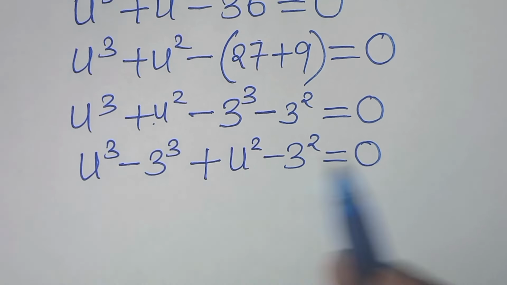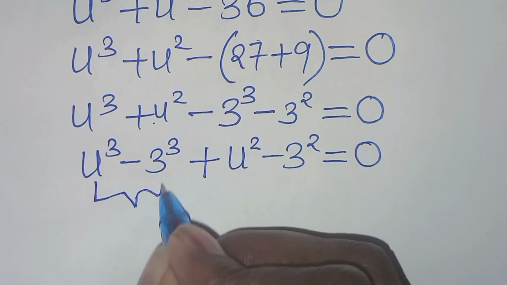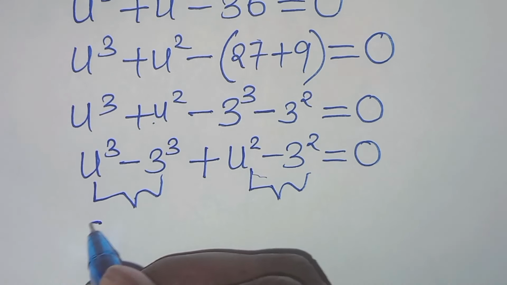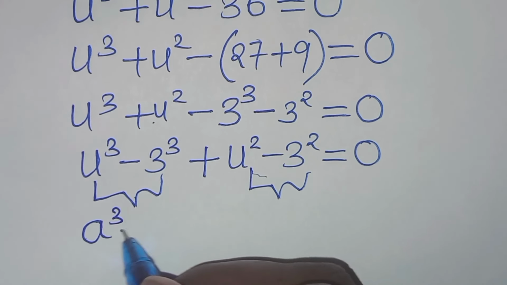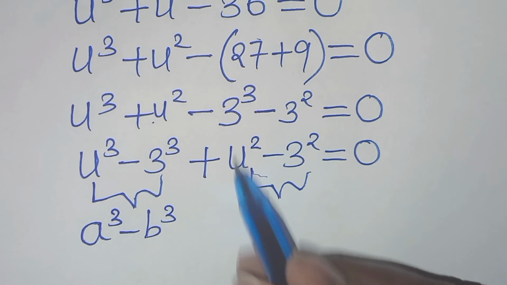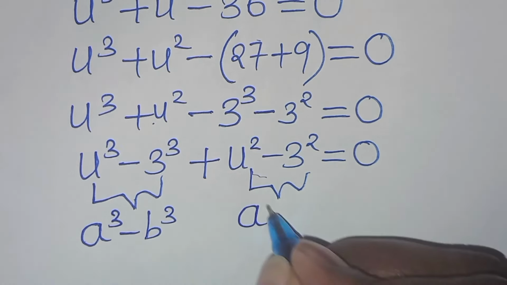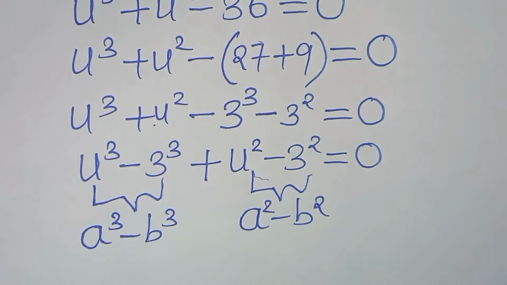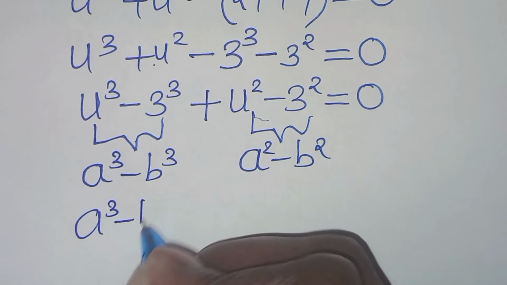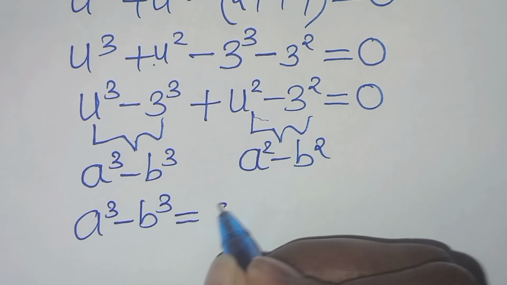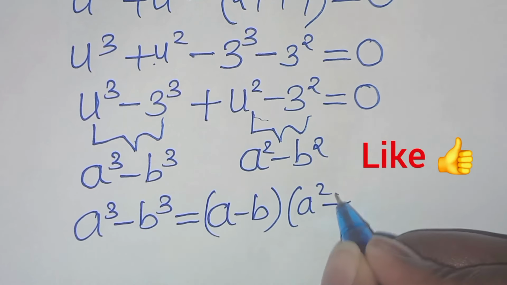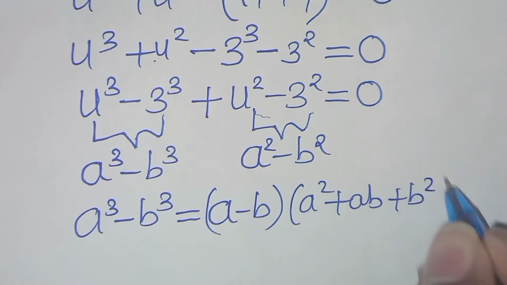The next step, we have two parts here. This is the first part, and this is the second part. From the first part, this is the difference of two cubes expressed as a to the power of 3 minus b to the power of 3. The second part is the difference of two perfect squares, which you can express as a squared minus b squared. From the first part, which is a to the power of 3 minus b to the power of 3, this can be expressed as a minus b, a squared plus ab plus b squared.